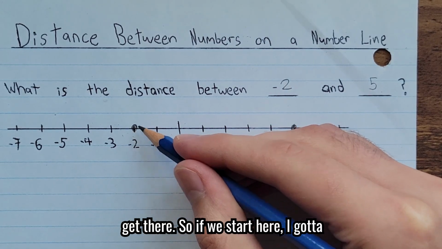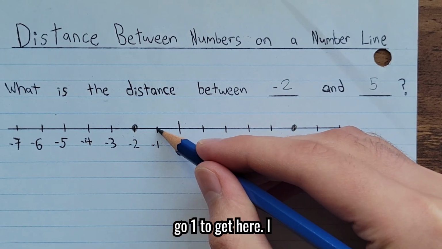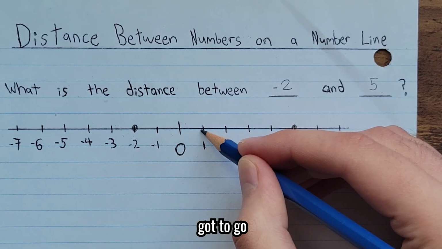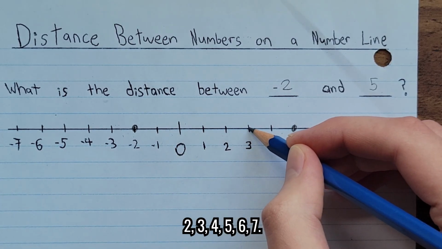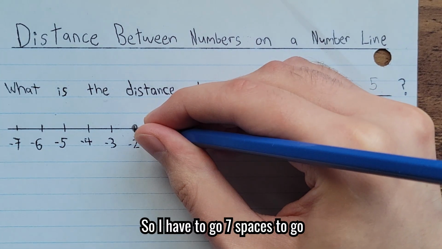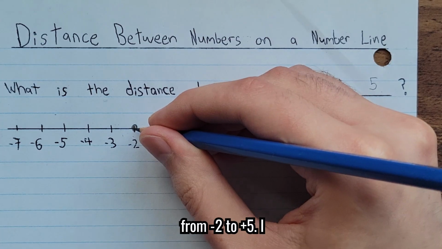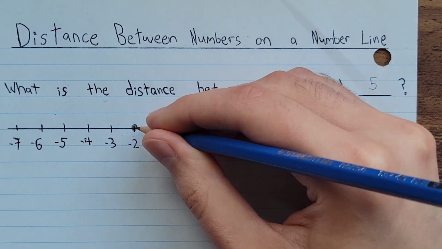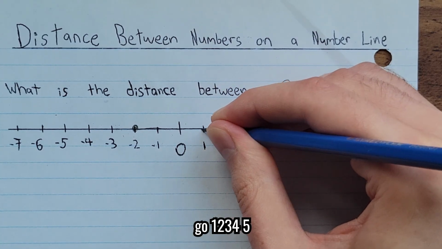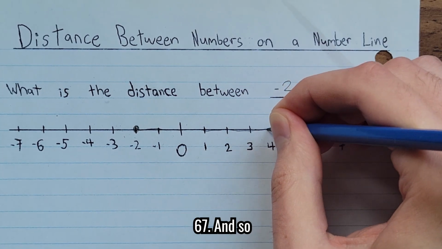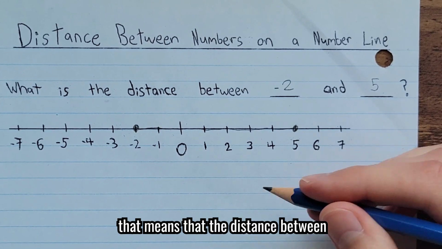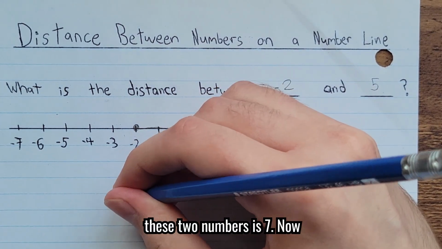So if we start here, I got to go 1 to get here. I got to go 2, 3, 4, 5, 6, 7. So I have to go 7 spaces to go from -2 to +5. And so that means that the distance between these two numbers is 7.